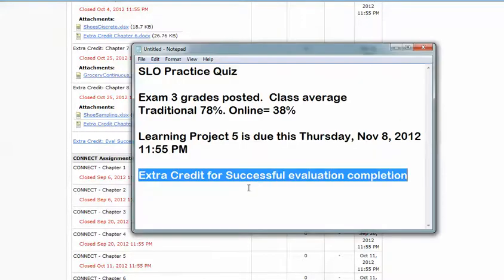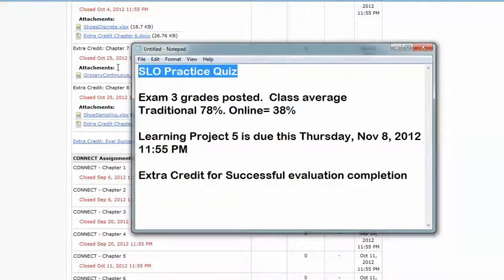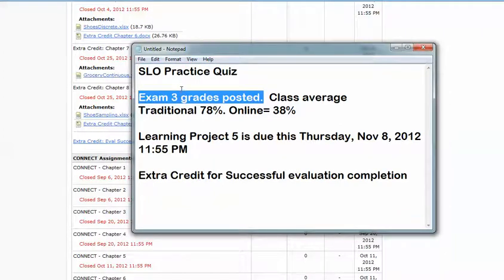So what else do we have to talk about? I think that was it. The SLO practice test, your grades are posted. If you did poorly on exam 3, remember you have one drop grade. You just need to hunker down, do better on the last couple tests. But to do better on the last couple tests, it's going to be important that you do the homework.